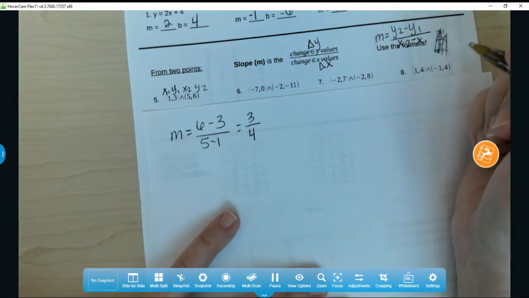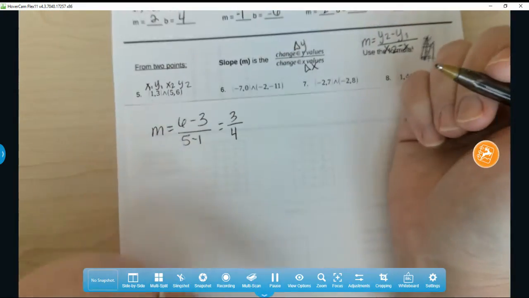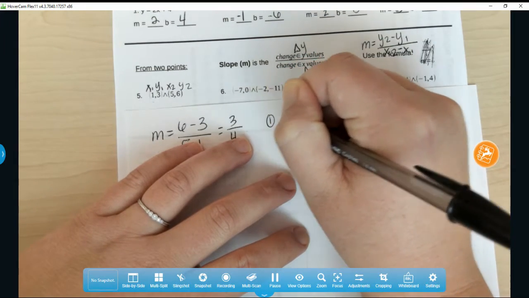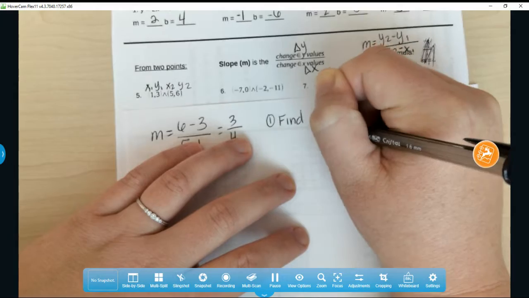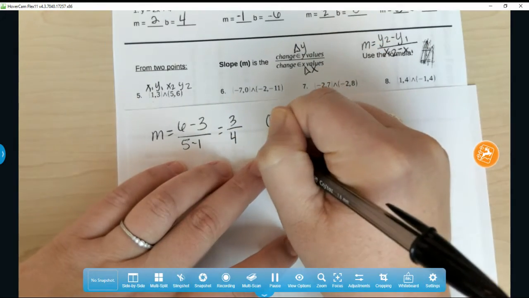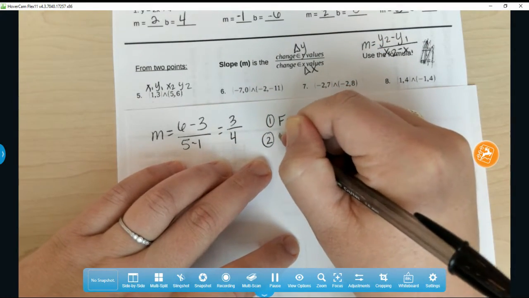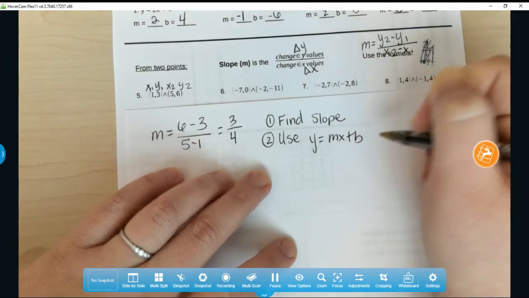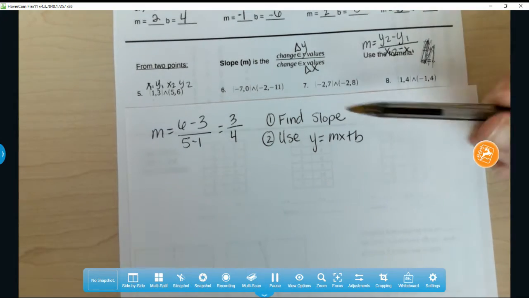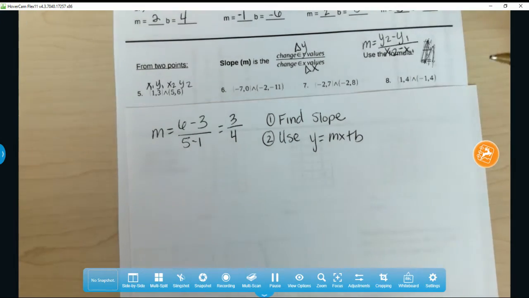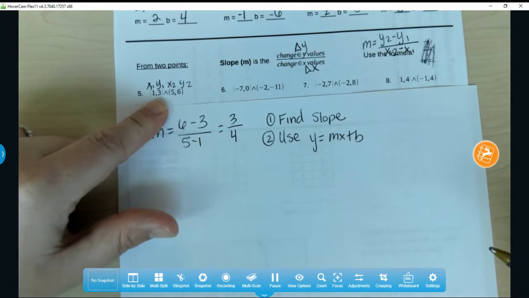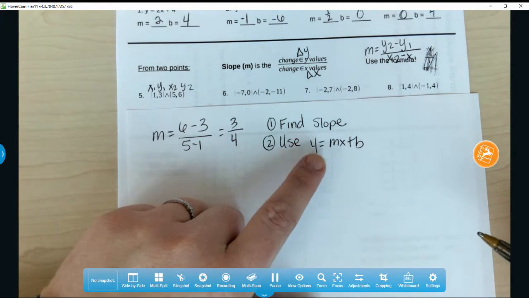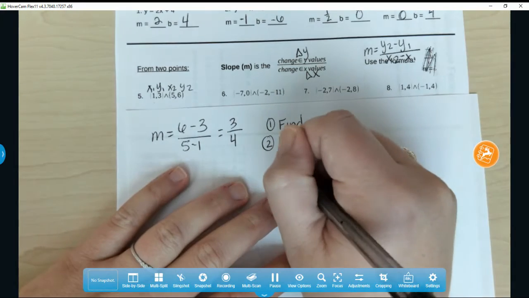Okay. So what I'm going to do is, if I'm trying to get to y equals mx plus b, the first thing we had to do was find the slope. So that's what we just did. The second thing is you can use the y equals mx plus b equation to find your y-intercept. So since I was not given a y-intercept, I'm going to use this y equals mx plus b to help me find the y-intercept. So I'm going to pick a point.